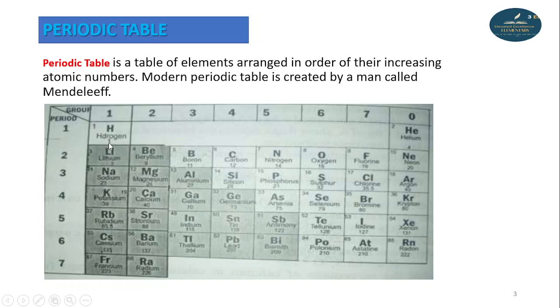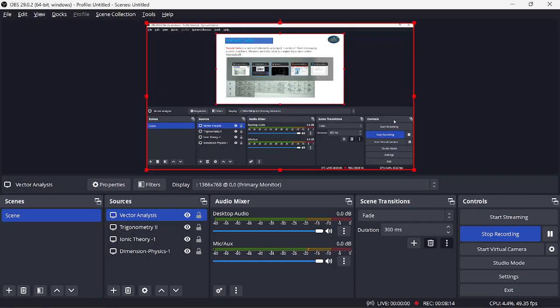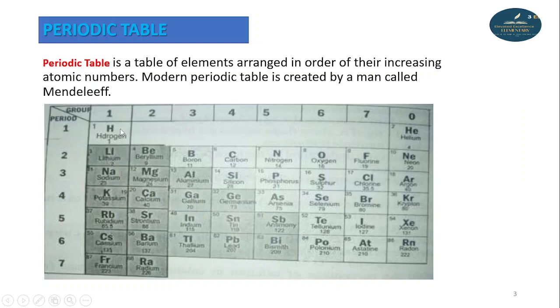So now what does that indicate? Looking at this, we have group 1, group 2, group 3, group 4, group 5, group 6, and group 0. For the group 1 elements, we have hydrogen, lithium, sodium, potassium. It indicates that the number of the group indicates the number of electrons in the outermost shell. That means that the elements in group 1 have 1 electron in the outermost shell. Those in group 2 have 2 electrons in the outermost shell. Those in group 3 have 3 electrons in the outermost shell.